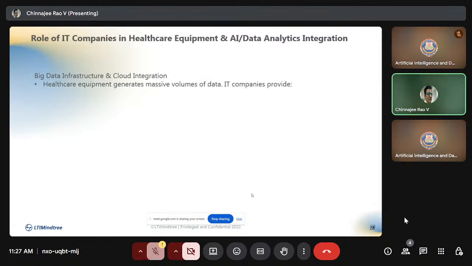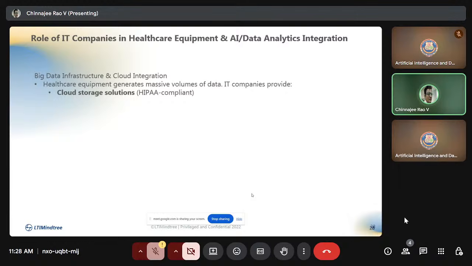So the data percentage is increasing more. So IBM brought this big data. There's a concept called big data with a tool called Hadoop. Hadoop is the first tool for analyzing the data analytics. Okay. Then cloud storage solutions.